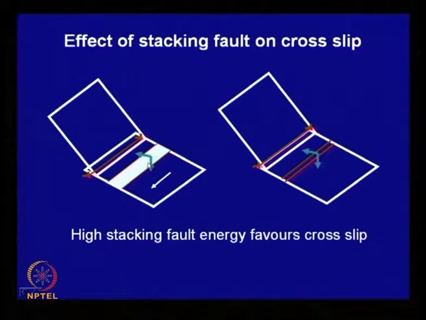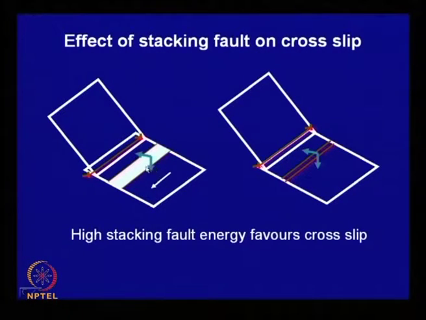Now, when it is moving, it comes across this dislocation barrier, and it cannot continue its movement along this direction on this plane. So, what is the alternative? The alternative is that there may be another slip plane which intersects this slip plane somewhere here. It can possibly cross slip onto this, but only a screw dislocation can cross slip.